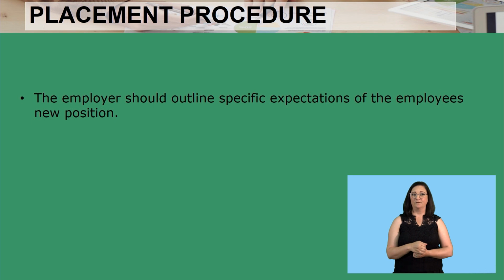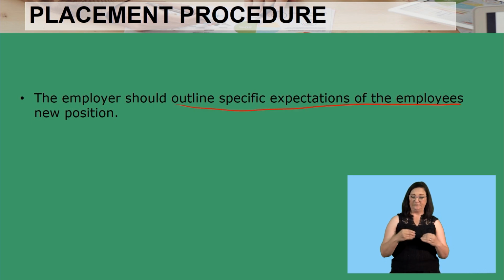All right, so what is the whole procedure of doing that? So when we are placing you, what do we do? The employer should outline specific expectations of the employee's new position. Who does that? It's the employer who would outline what is it that we are expecting, specific expectations of the employees. That candidate that signed the contract is now called the new employee. So as an employer, that needs to be outlined.